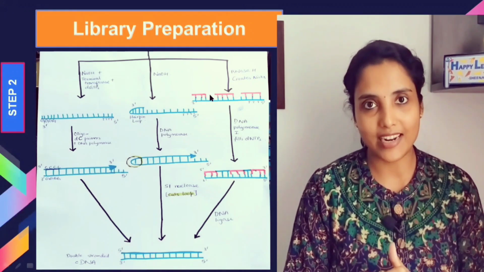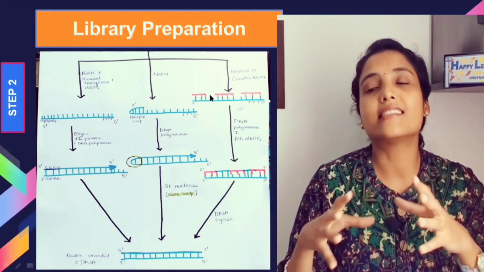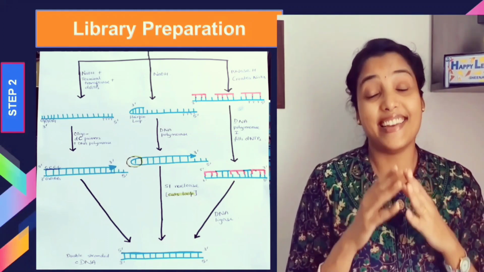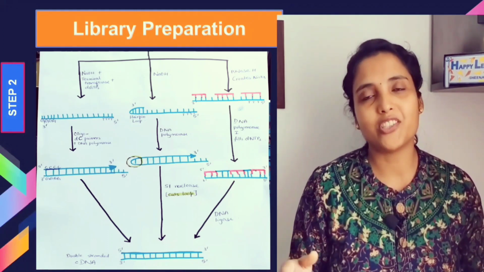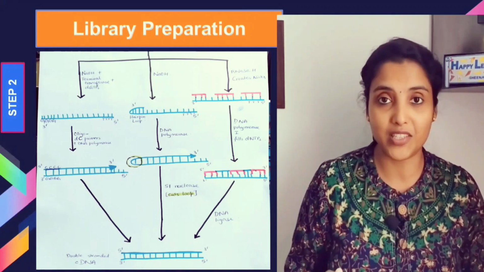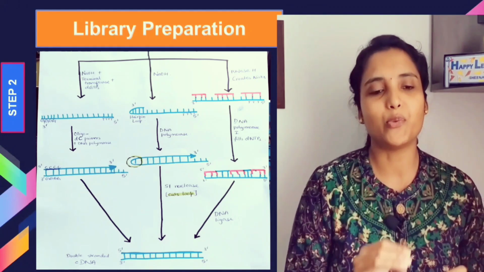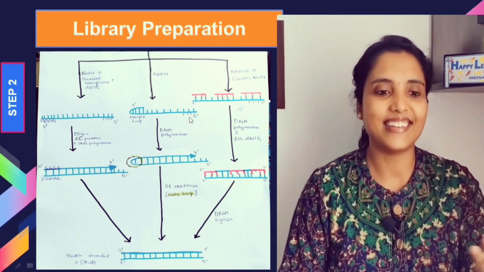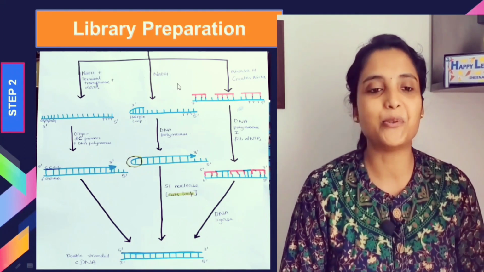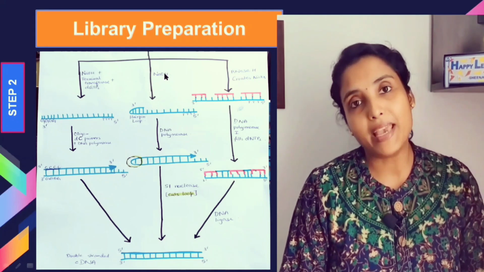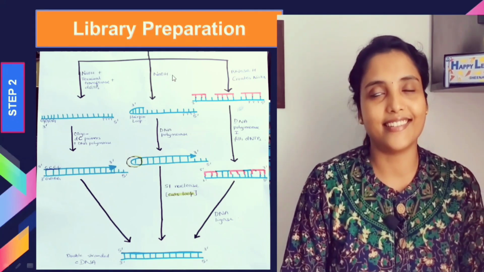Then comes the second strand synthesis. We need cDNA as a double-stranded molecule, so we need to create the second strand of cDNA. There are a lot of approaches by which we can create the second strand of cDNA. The commonly used ones I have put over here, but it is not limited to this. This is just a simple diagram to show the 3 common approaches that can be used to make the second strand of cDNA.